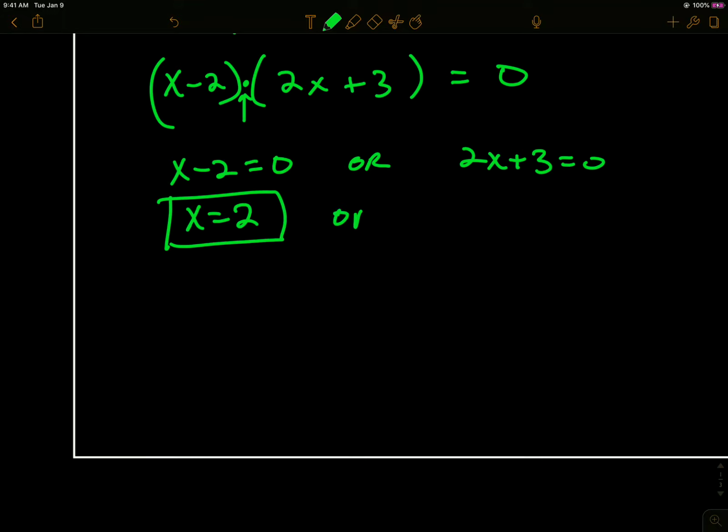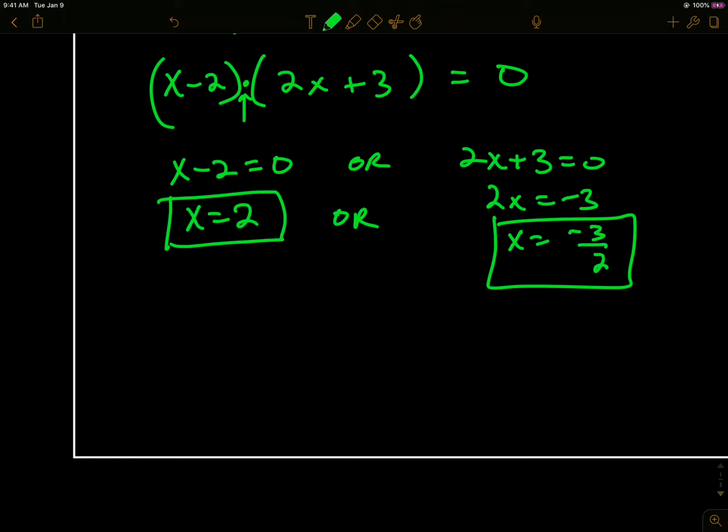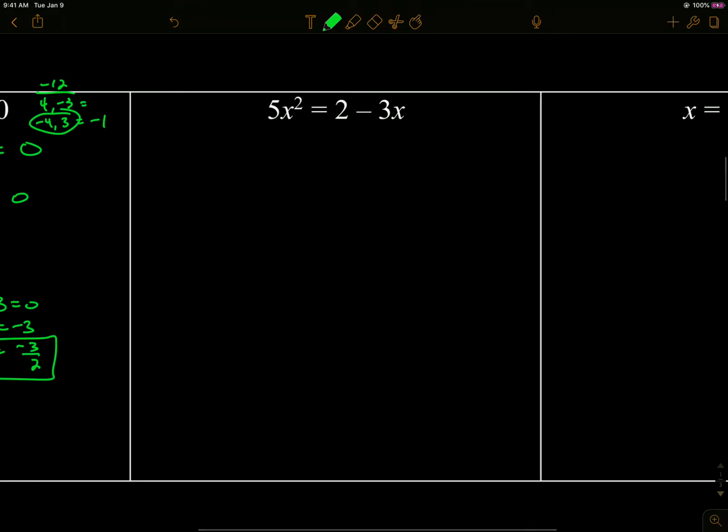One solution is x equals 2. Here I'm going to subtract 3 off both sides, divide by 2. And my other solution is x equals negative 3 halves. All right? Let's try the next one.